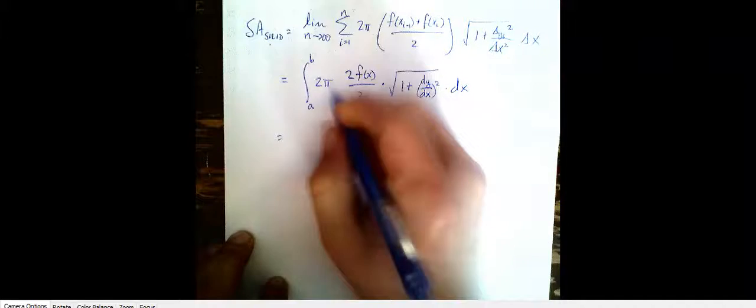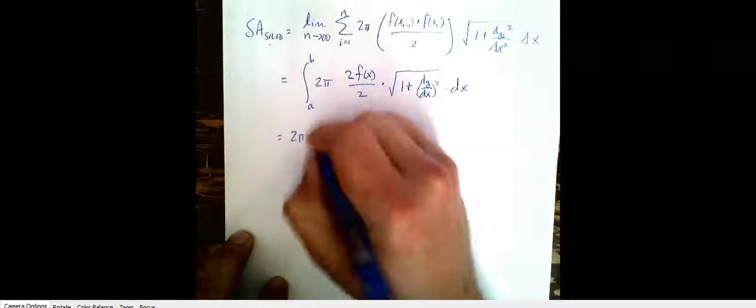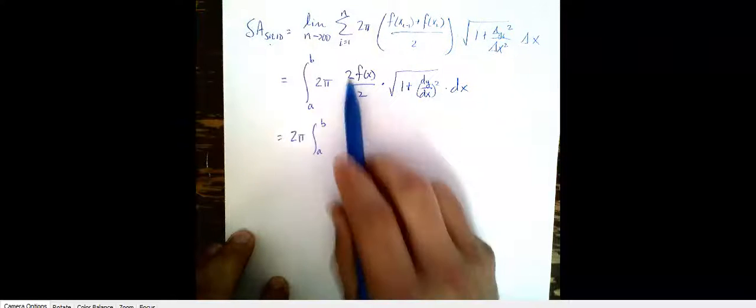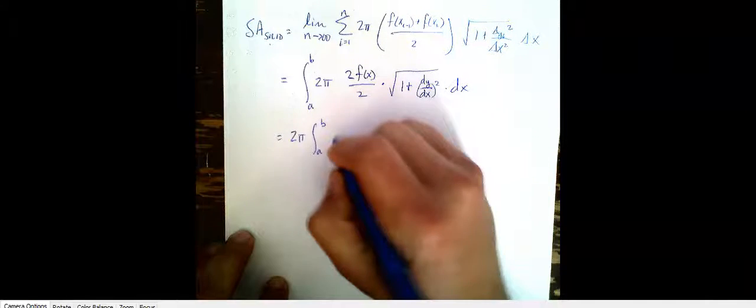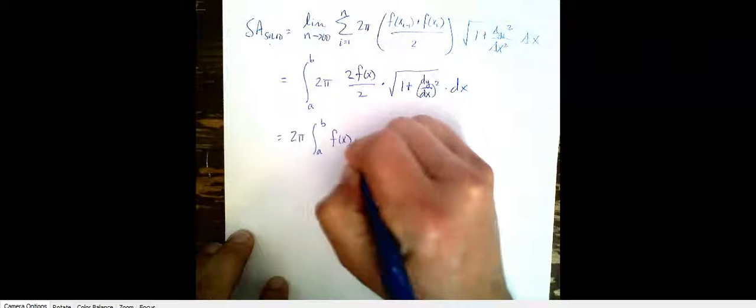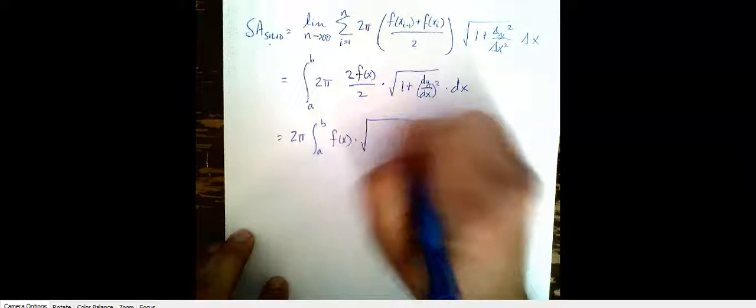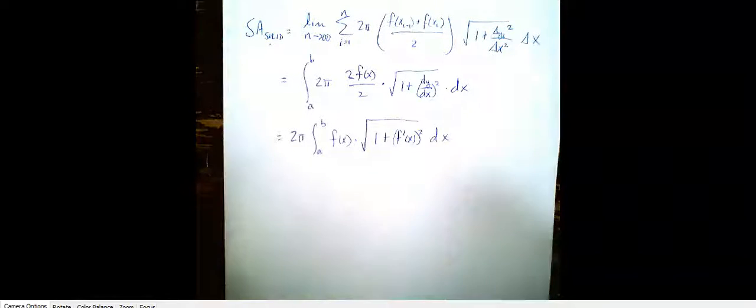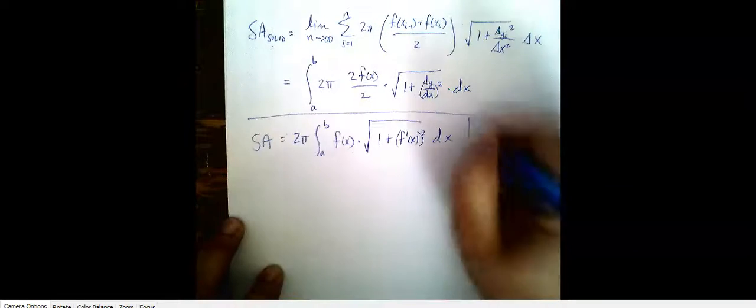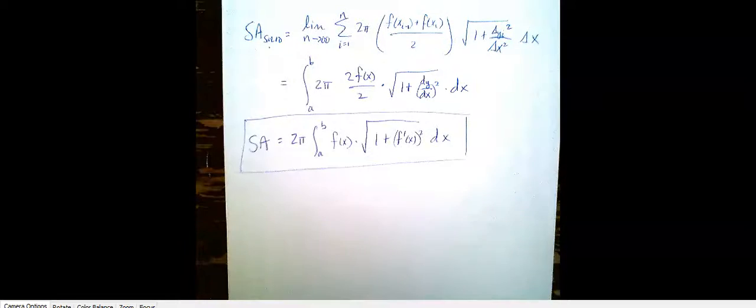So finally, one more simplification. You can pull that 2 pi out. 2 pi times the integral from a to b. 2 divided by 2 is just 1, so that's f of x times dy dx, which is simply our f prime squared dx. So here is our surface area formula to calculate the surface area of a solid of revolution.